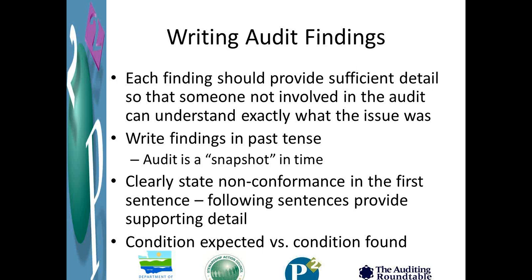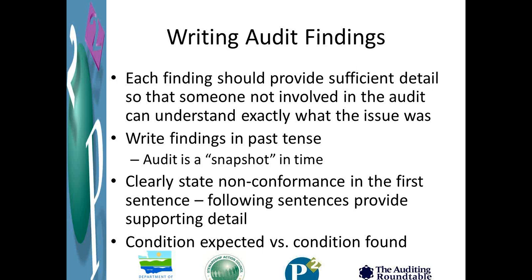But they are just a snapshot in time. You have to keep that in mind. So normally what you want to do, especially in writing up concise audit findings, is clearly state any non-conformity, and then follow that by providing support or details. You state the source, the issue, and provide the follow-up detail.